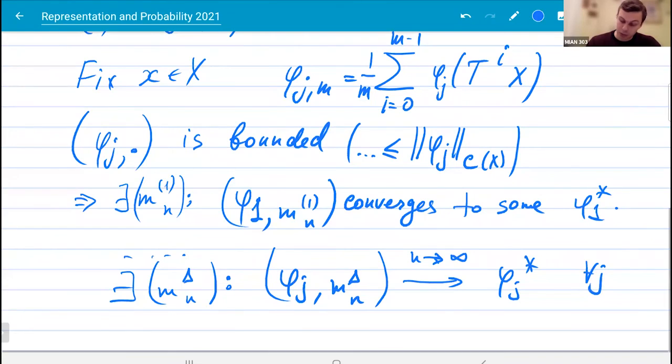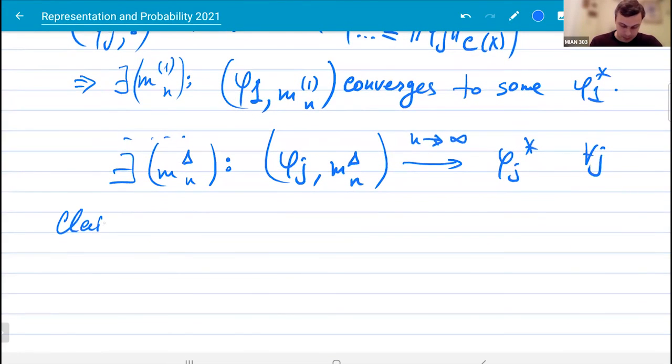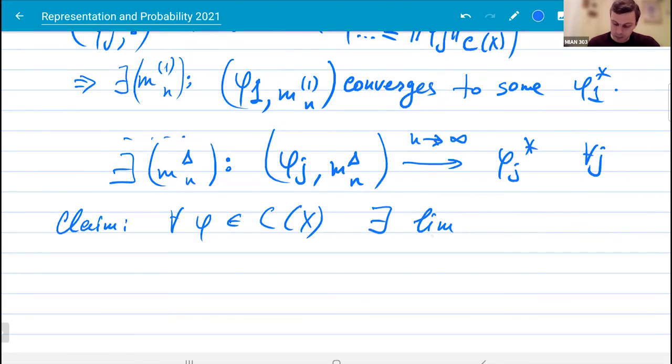Now I want to say that for any function phi in C of X, we have the same convergence. There exists the limit as n tends to infinity, and we define this limit as j of phi.